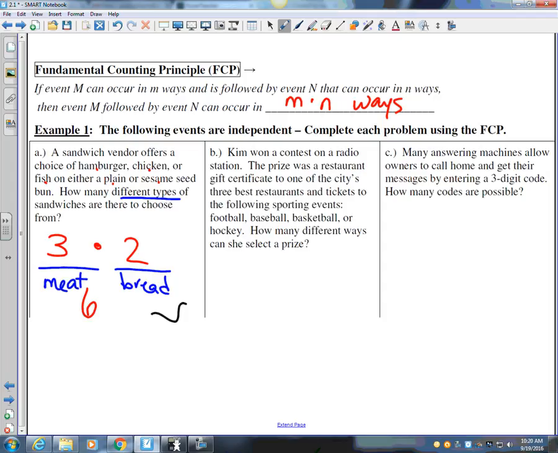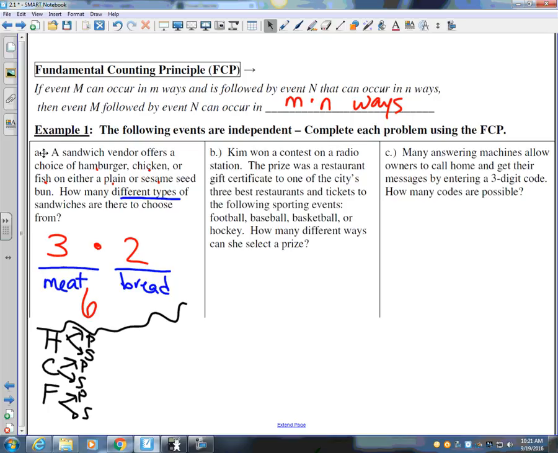Okay? You don't need to write this next part. I just want to prove this to you with a visual. So I can choose a hamburger, chicken, or fish. If I chose the hamburger, I could then choose to put the hamburger on plain or sesame. If I chose chicken, I could choose plain or sesame. If I chose fish, I could do plain or sesame. How many different? 6. Okay?